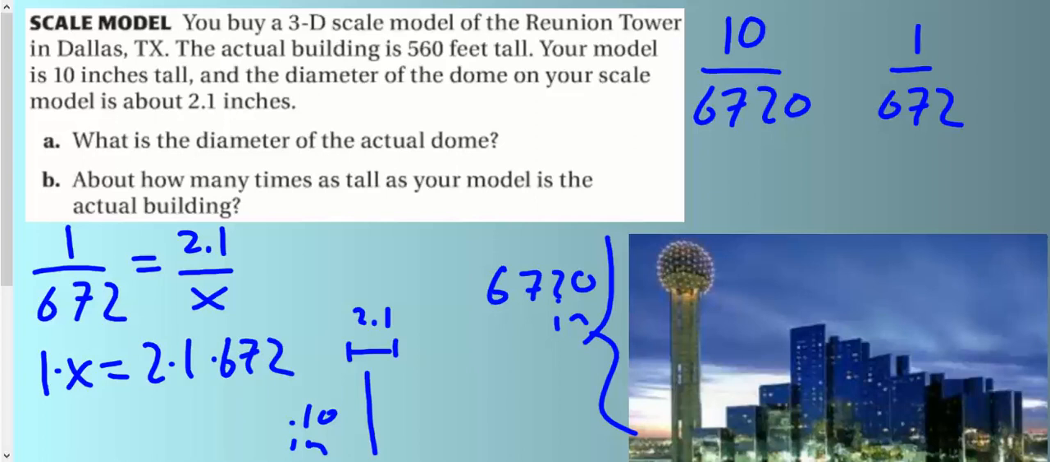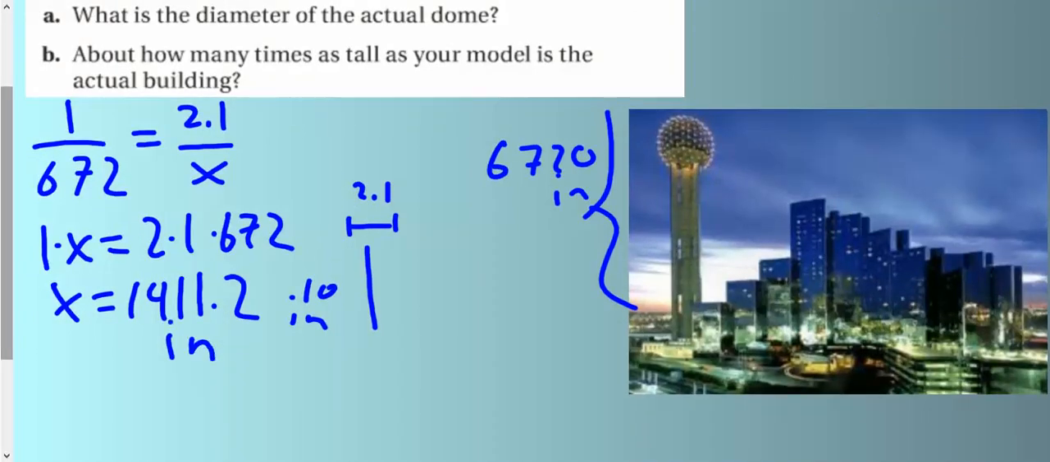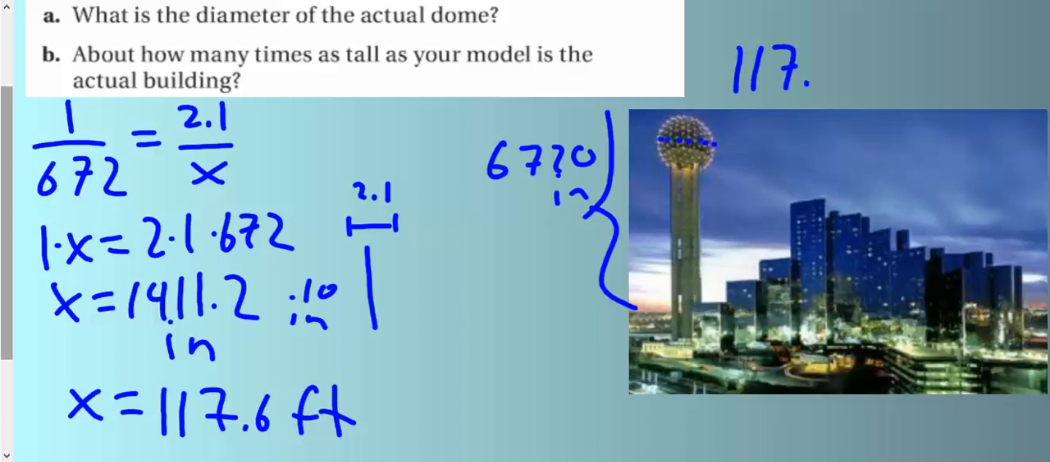That's going to be in inches, of course, because remember how I converted everything to inches. If I want to get this number into feet, I'm going to divide that by 12 to get a more realistic estimate. So x equals 117.6 feet. So there you go. This dome here, the real one, is about 117.6 feet across. That's pretty big. This thing is ginormous.